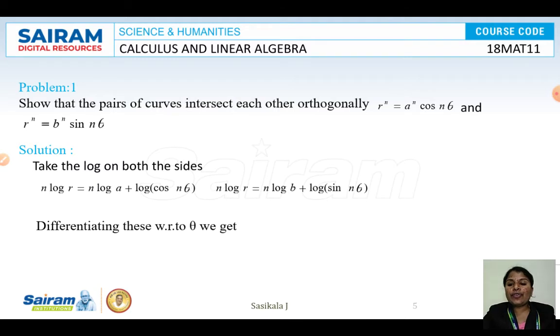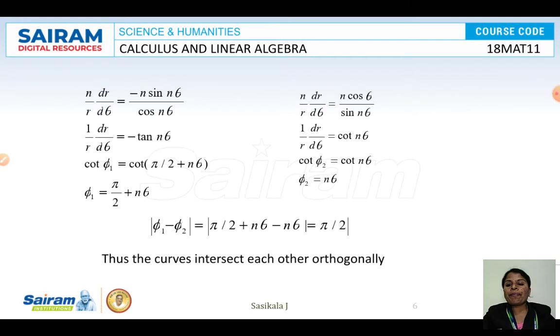Okay, the first one, take the log on the first one, r power n is equal to a power n cos n theta. What is that? n log r is equal to n log a plus log of cos n theta, because of the formula for r power n and a power n, so n log r. On the right side also you can write the same thing. Same for the second one, n log r is equal to n log b plus log of sin n theta. So now differentiate these with respect to theta.